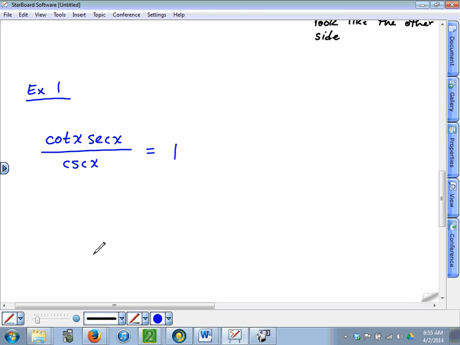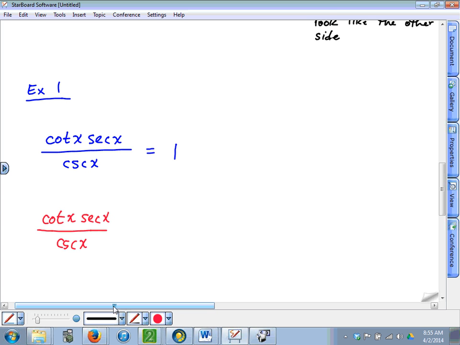But if you choose one, it might be really easy if you just plug it forward with this. You can try it that way. But let's assume that we're all agreed that the left side here is a little more complicated. So cotangent, secant over cosecant. Somehow we've got to simplify, use identities to prove that that is equal to 1.